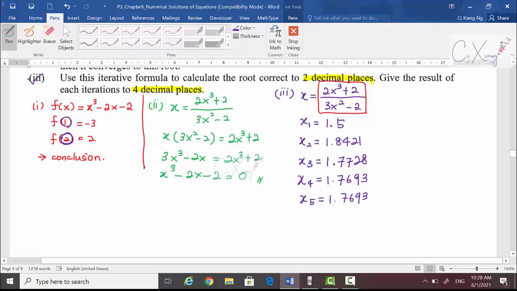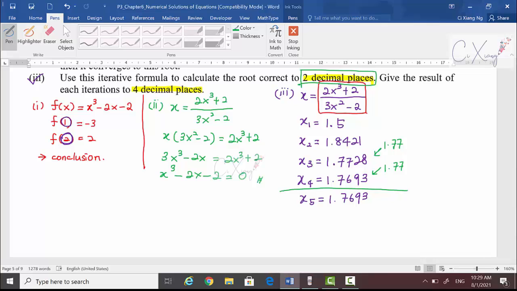But let's say you cannot get the same repeated values here, then where should you stop? Generally, you just need to double check, because for the final answer, they only want 2 decimal places. Therefore, you can always double check your 2 decimal places answer. Here it is 1.77 for 2 decimal places, and this one is also 1.77. So if you want to stop here, you are allowed to stop here. You don't need to continue to x5.